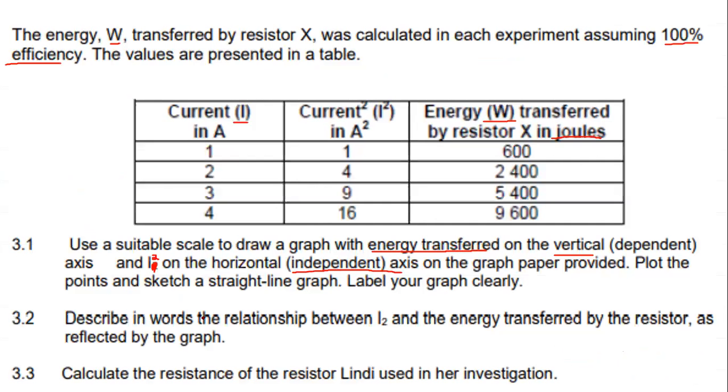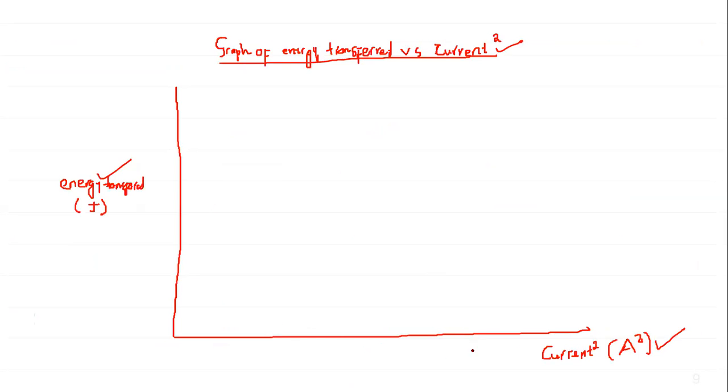Then we must plot. I can see that for energy, I have 600, 2,400, 5,400, and 9,600. So what I can do is actually scale this. Now, normally you would get a normal graph in blocks there. So let us assume that each block represents 2,000. So from there to there, it will be 2,000. From there to there, it will be another 2,000. So it will take this to 4,000.